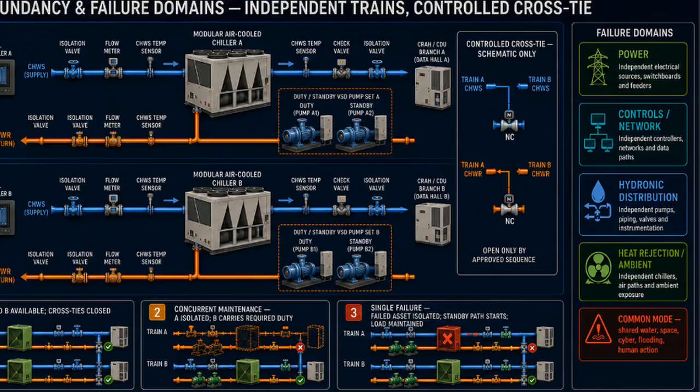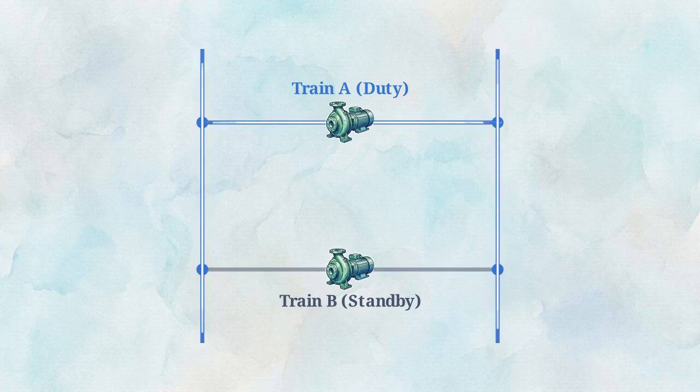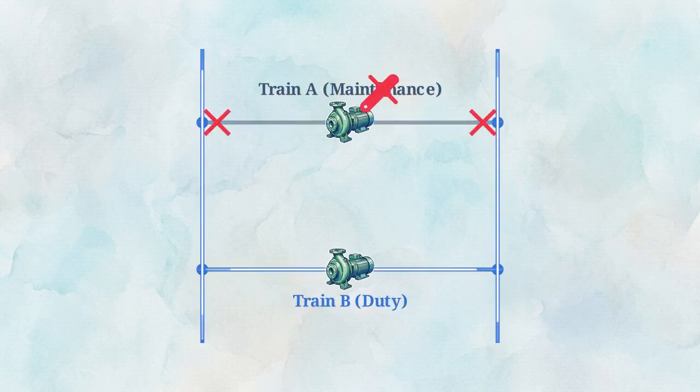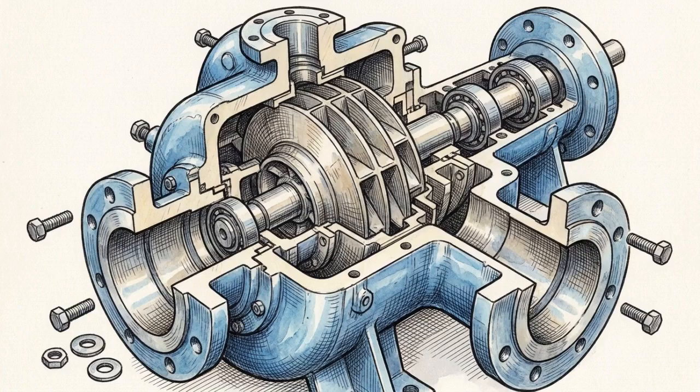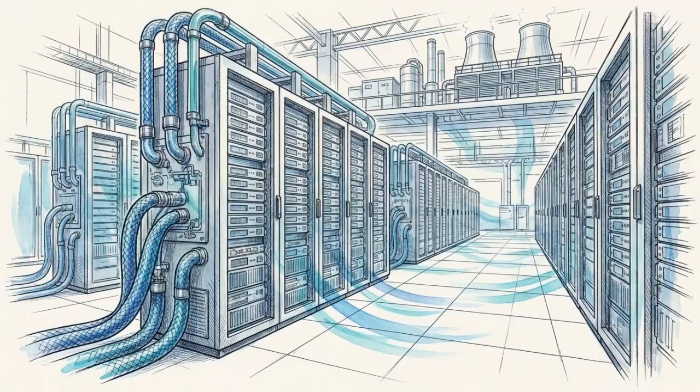This schematic details the principle of failure domain independence. A resilient system ensures that power sources, control networks, hydronic distribution piping, and ambient rejection paths never share a single point of failure. This strict separation enables concurrent maintenance. This is the operational capability to completely isolate any individual asset, whether it's a primary chiller, a circulation pump, or a piping branch, without ever violating the required cooling duty supplied to the IT load.